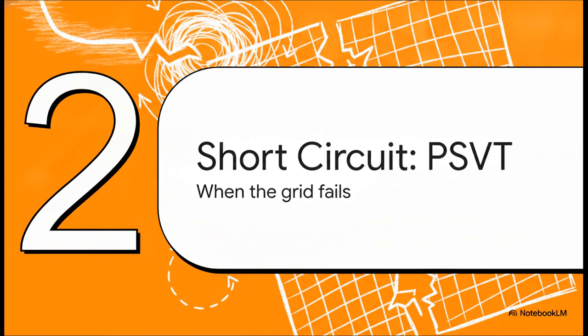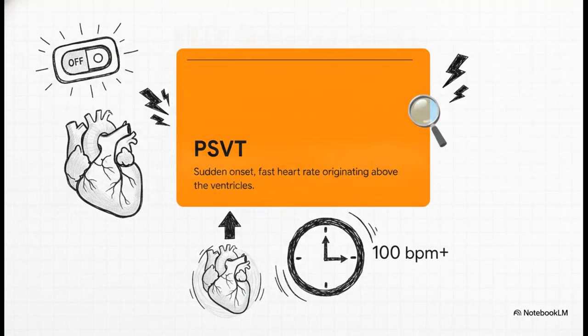Section 2, the short circuit, PSVT. But what if that masterpiece gets interrupted? What if the signal doesn't just travel from top to bottom, but instead gets trapped and starts racing in circles? Well, this brings us to a family of arrhythmias known as PSVT, or Paroxysmal Supraventricular Tachycardia. Medical terms can sound pretty intimidating, for sure, but let's break this down into its simple, understandable parts.